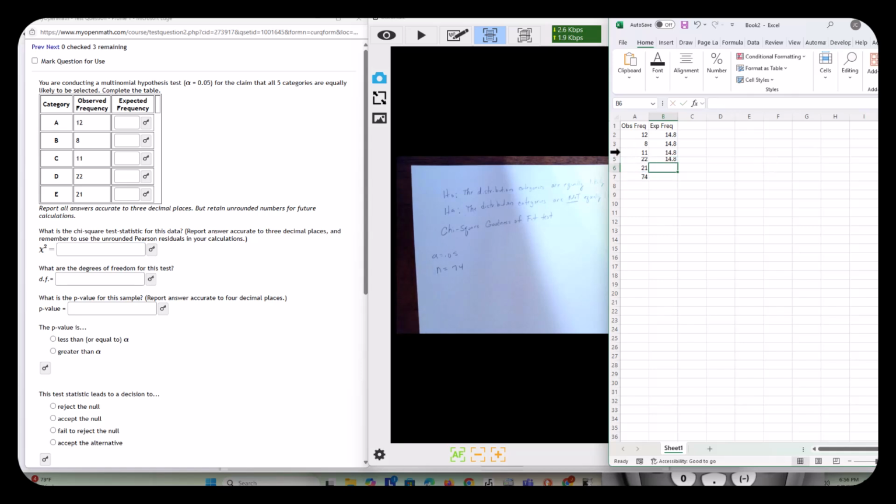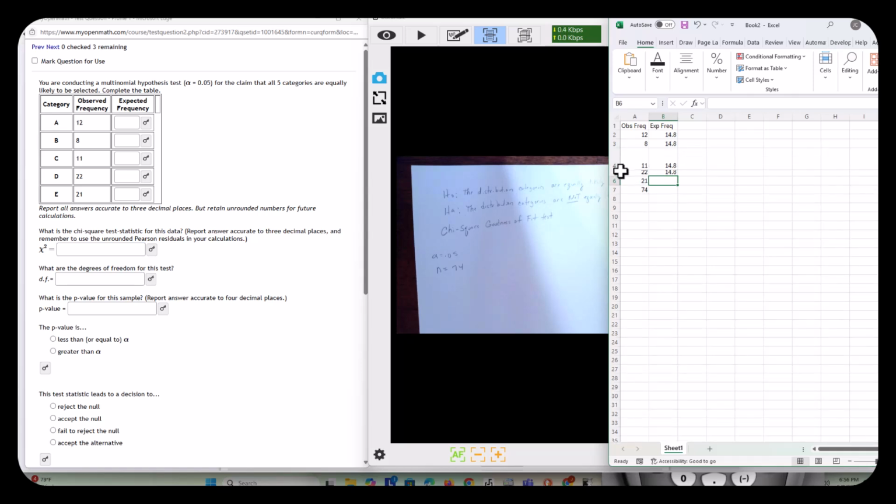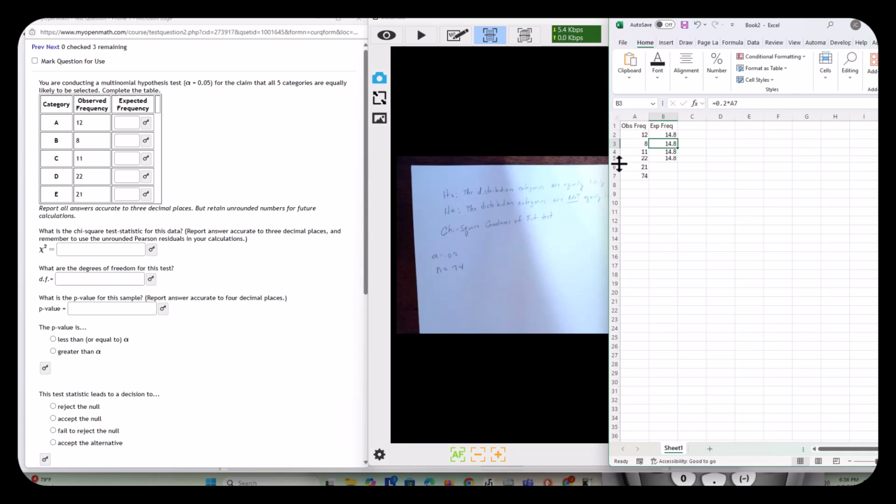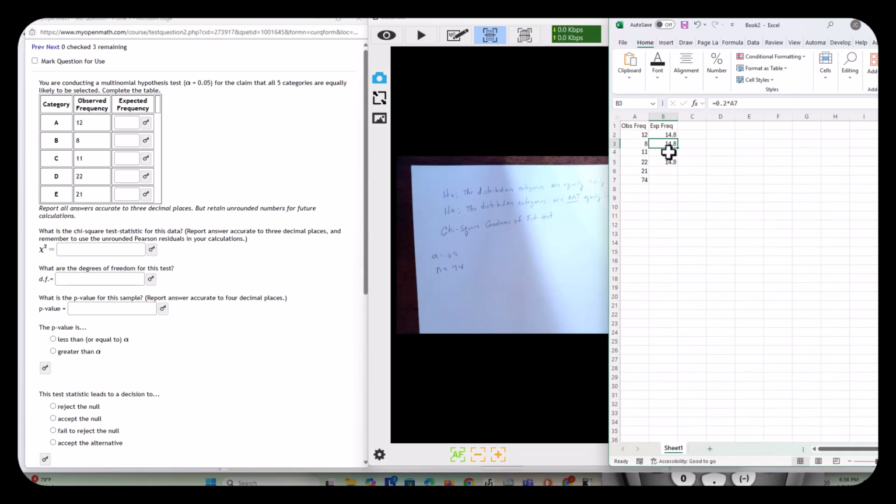Okay, I'm not sure what I did here. Let me fix that. A7, 11. Which are all going to be the same because they're equally likely. Okay, equals 0.2 times 7. Okay, and that's the last one.